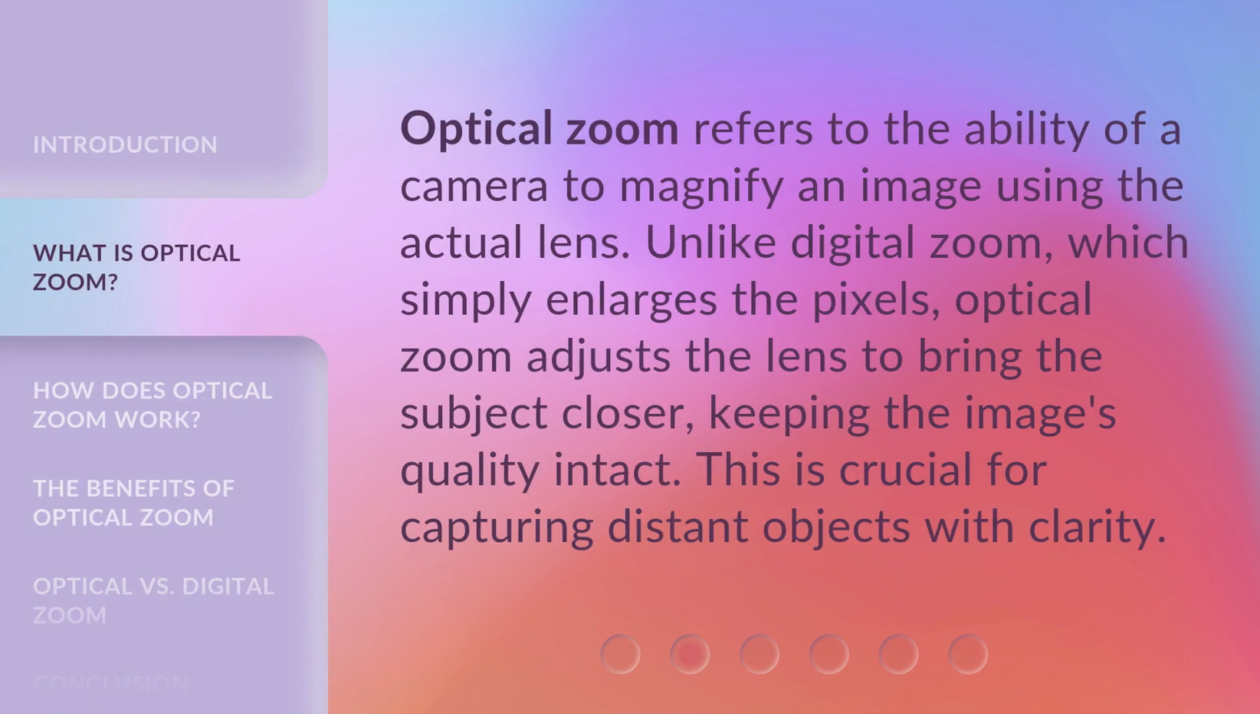Optical zoom refers to the ability of a camera to magnify an image using the actual lens. Unlike digital zoom, which simply enlarges the pixels, optical zoom adjusts the lens to bring the subject closer, keeping the image's quality intact. This is crucial for capturing distant objects with clarity.